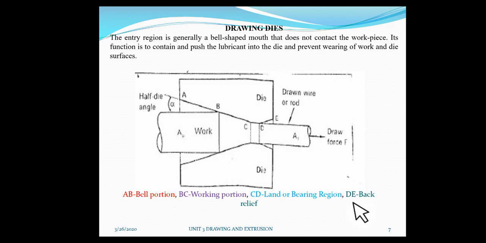Clear? So in today's class we have discussed what is rod drawing, what is wire drawing, and also the advantages, disadvantages, and applications of the drawing process, and the last topic was drawing variables. Clear? So next class we are going to discuss the next two topics: tube drawing process and drawing defects.